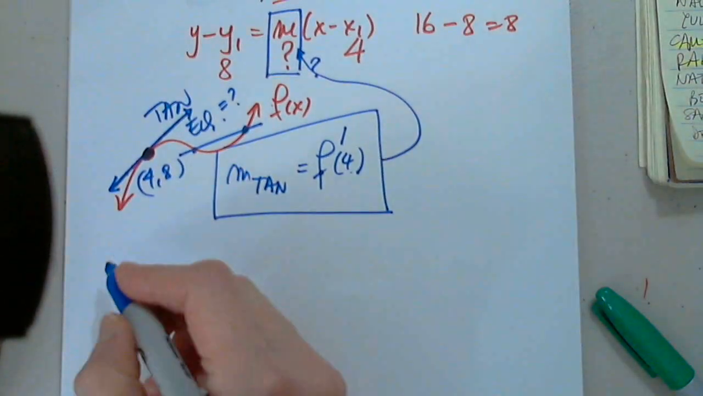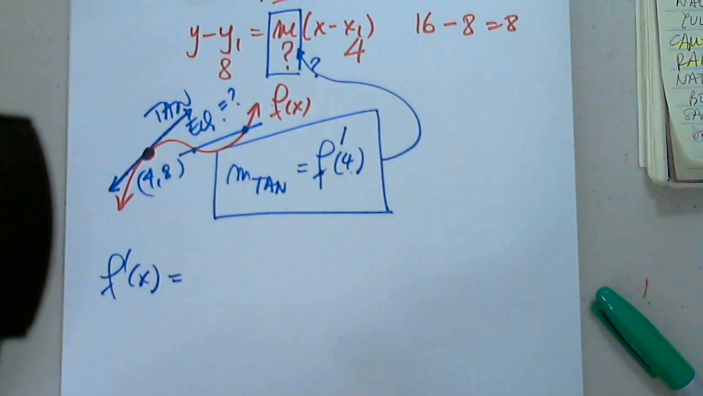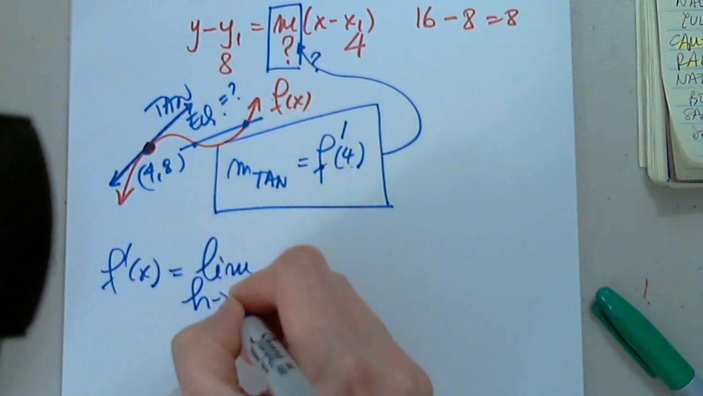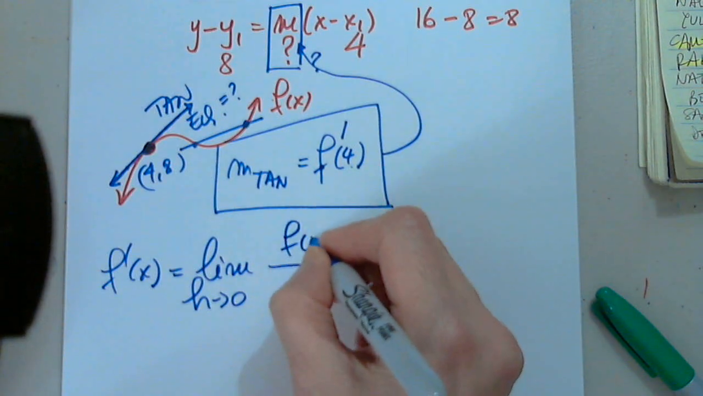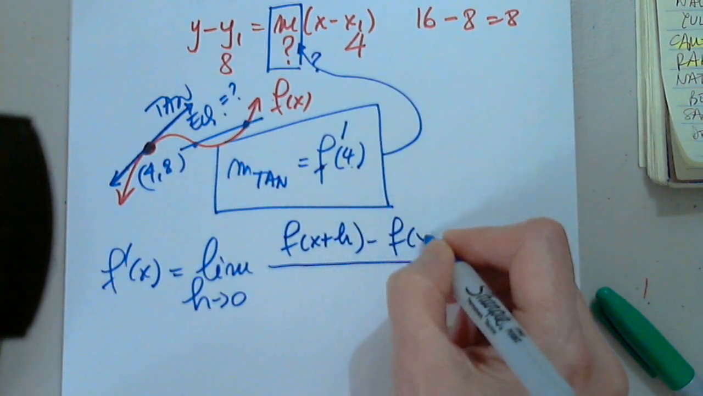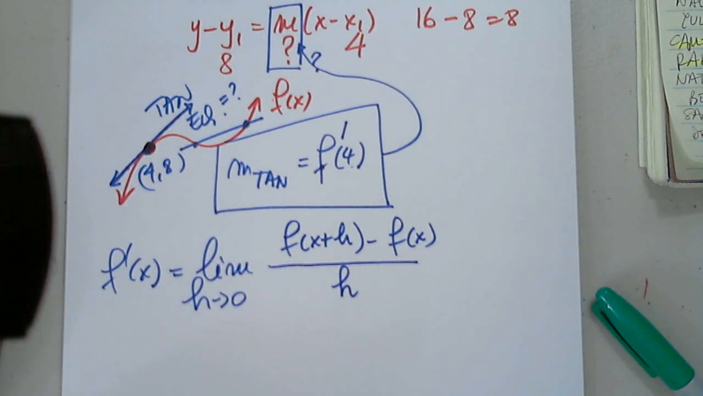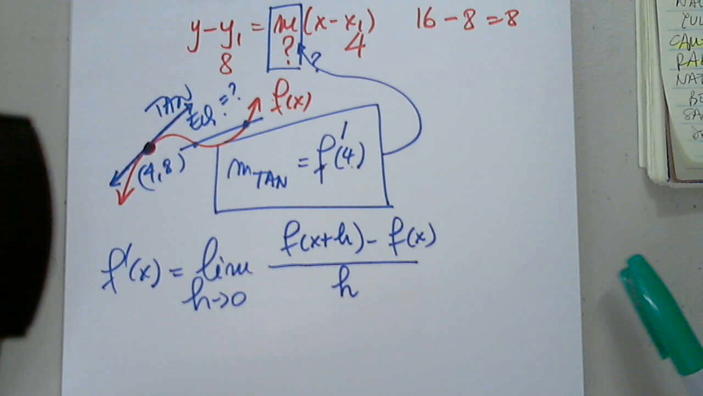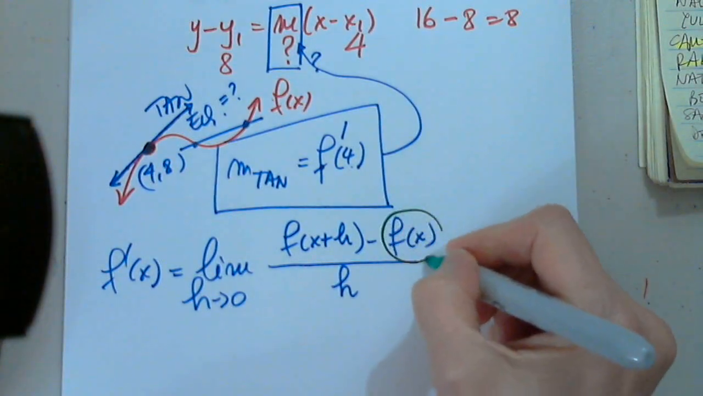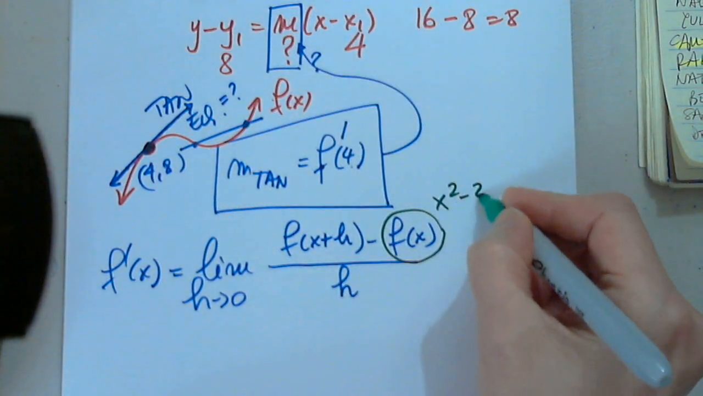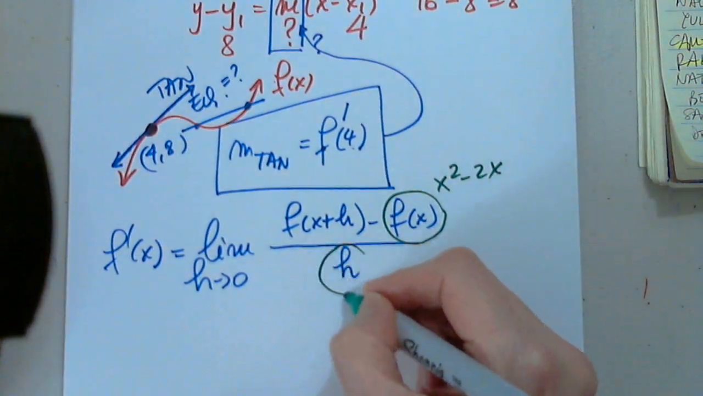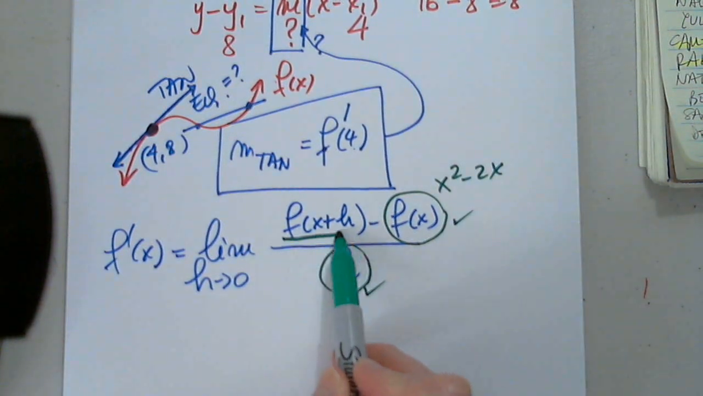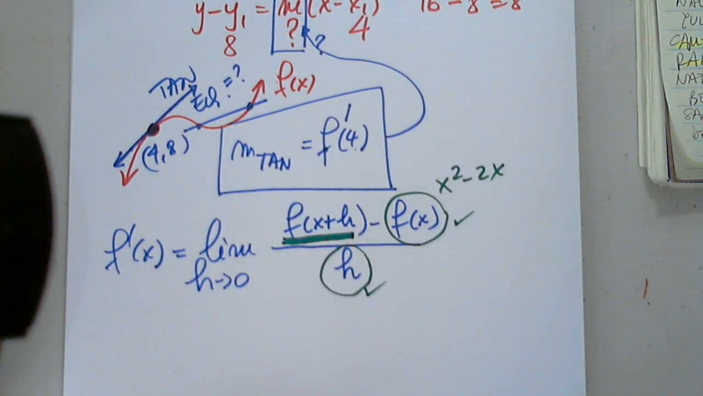Now, how do I find f prime of x? Exactly what we just said a few minutes ago: the limit as h approaches 0 of f of x plus h minus f of x, divided by h. So now, this piece is just x squared minus 2x. This piece, no one can simplify. This is it. That's it. This is given. This is given. What I don't have is f of x plus h. That I don't have.